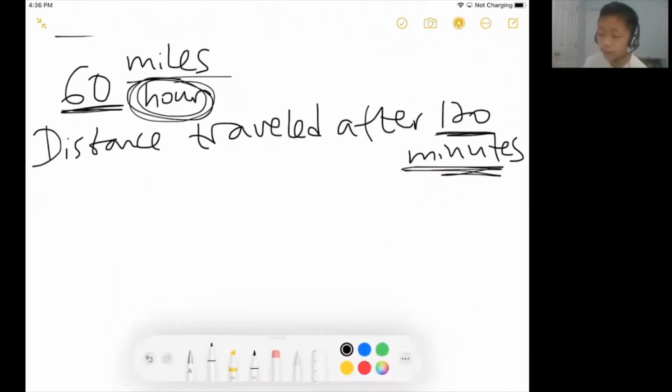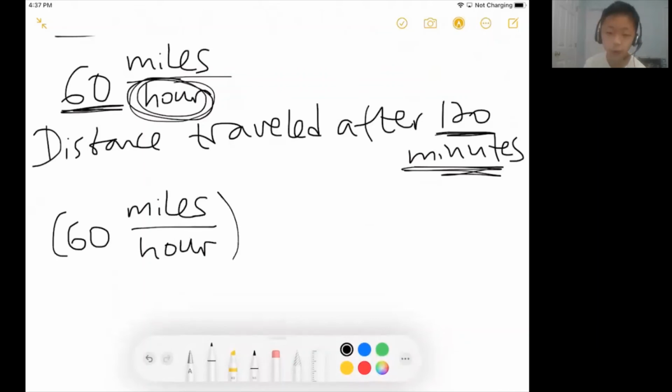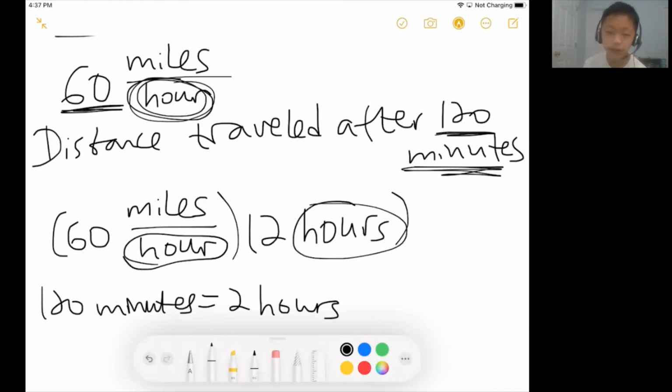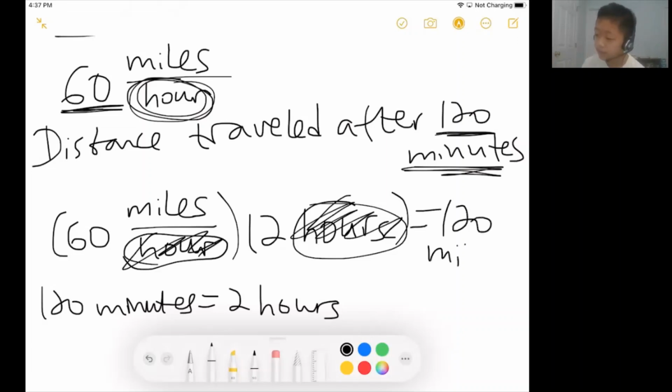If we were to solve this problem, we know that this car is traveling at 60 miles per hour. In order to solve the problem, we would have to convert 120 minutes. We know that 120 minutes is equal to 2 hours, because there are 60 minutes in 1 hour. So we're going to convert 120 minutes into 2 hours. The reason this is now fine is because we have hours here and hours here, so the units now match up, and we can remove the hours. So 60 miles times 2 gives us 120 miles.